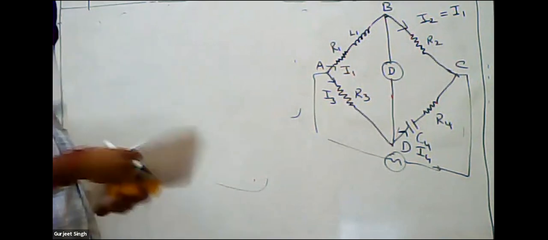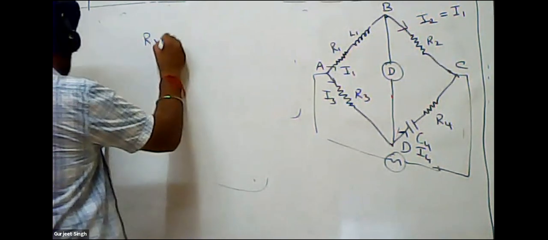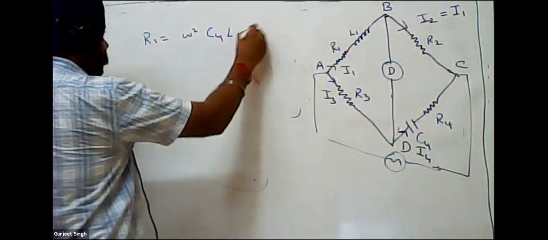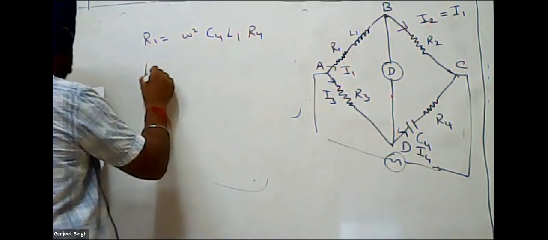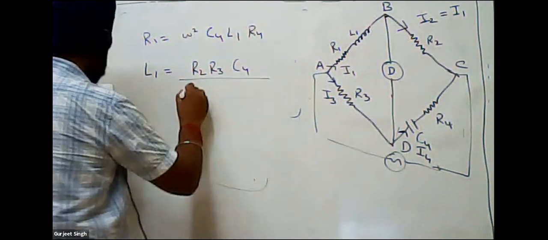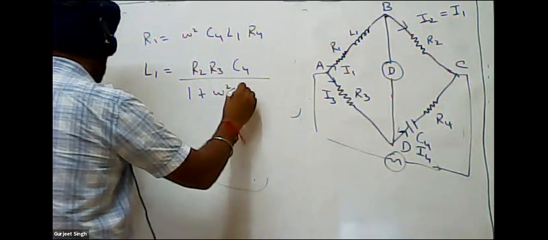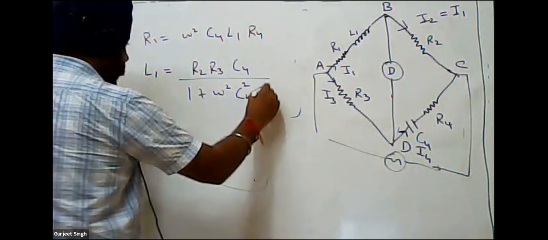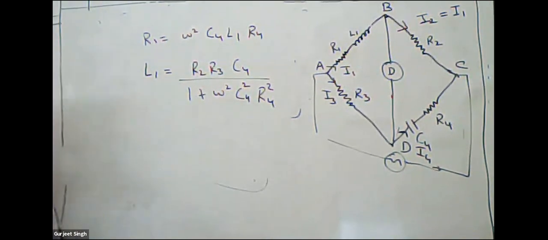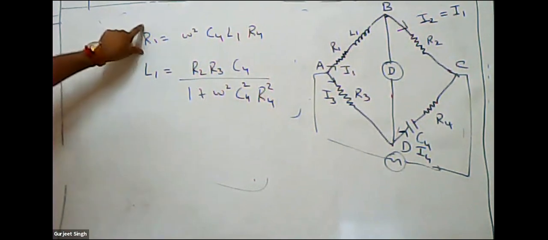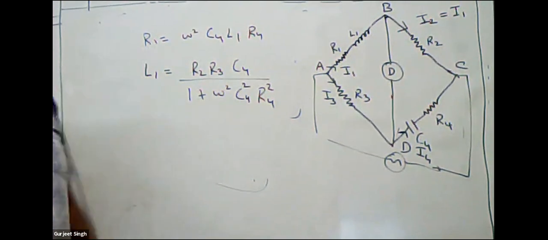So what is the value of R1 and L1? R1 value is omega square C4 L1 R4 and L1 value is R2 R3 C4 upon 1 plus omega square C4 square R4 square. So this is the value. Lastly, when we separate the real and the imaginary parts, you will find the value of R1 is this one, L1 value is this one. So this is about the Hay bridge.